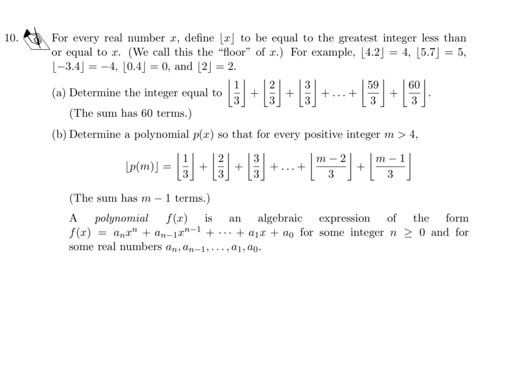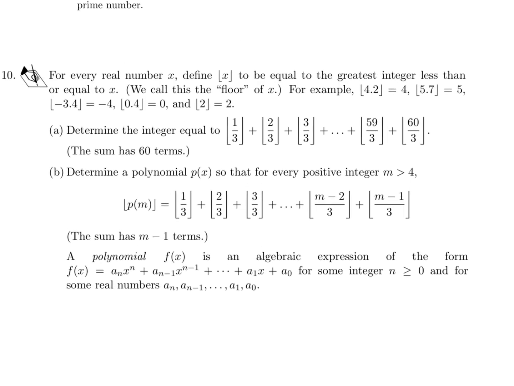For every real number x, define x bracket to be equal to the greatest integer less than or equal to x. We call this the floor of x. For example, 4.2 floor is 4, 5.7 floor is 5, negative 3.4 floor is negative 4, positive 0.4 floor is 0, and the floor of 2 is 2. Determine the integer equal to, and so on.